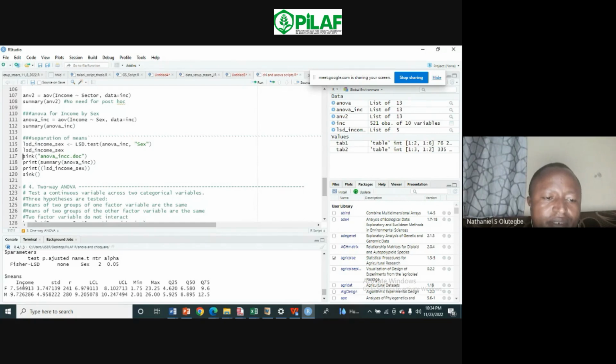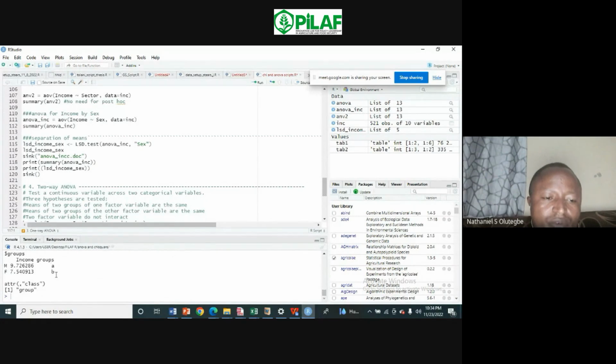You have the LSD here, and the decision will be at 0.05 for our separation of means. At 0.05, because these are carrying different superscripts, different alphabets, that means they are not in a homogeneous subgroup. That means one is greater than the other. So in this case, male is higher than female. That means men earn a significantly higher level of income than their female counterparts.